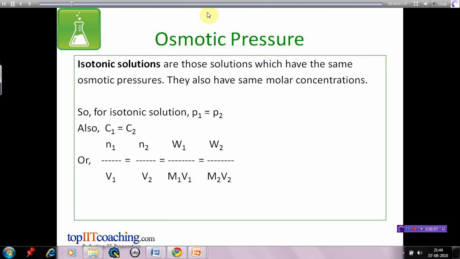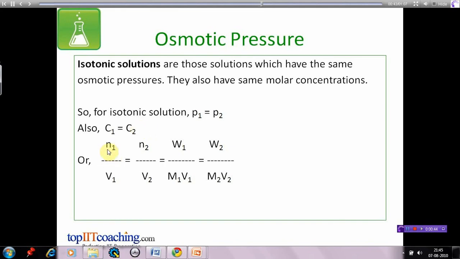On the basis of osmotic pressure of the solutions, we can define isotonic solutions. Isotonic solutions are those solutions which have the same osmotic pressures. They also have the same molar concentrations. Now, since we denote osmotic pressure of a solution by small p, we can write that for isotonic solution, P1 is equal to P2. That is, the osmotic pressure of one solution is equal to the osmotic pressure of the second solution. Also, C1 is equal to C2, since we said that they also have the same molar concentrations.